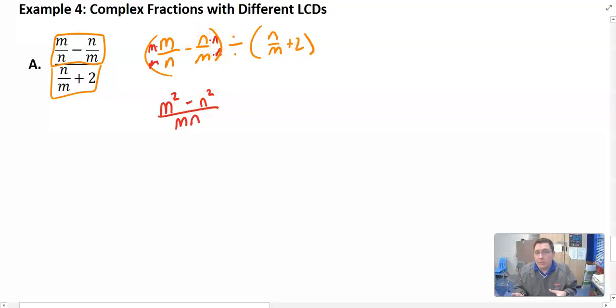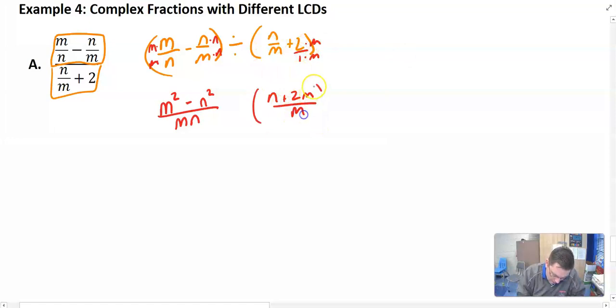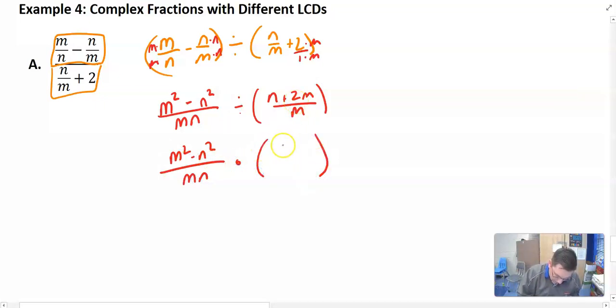Now, the second one's actually pretty easy, too, because remember that this 2 is over 1, so the common denominator is just the thing that's not 1, so it's m. So I'm going to multiply this by m and this by m. So in the second fraction, we're going to get n plus 2 times m, so 2m over m. This is still division. Now we've got to take our division and, of course, change it to what? Multiplication. So m squared minus n squared over mn times, taking the reciprocal of this fraction, m, and we don't need the parentheses anymore, over n plus 2m.